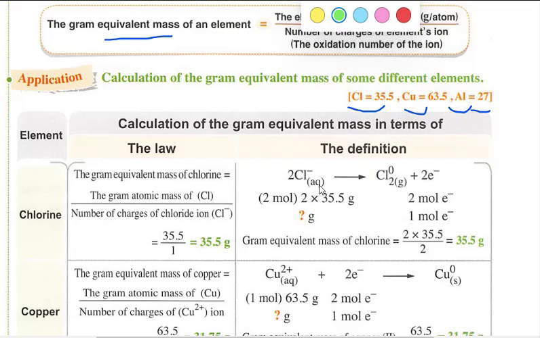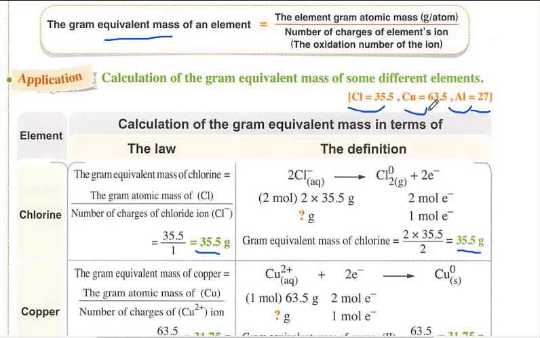So here, 2 chloride ions are oxidized at the anode and release 2 electrons. So 2 moles of chloride ions release 2 moles of electrons. So how much mass deals with 1 mole of electrons? Cross multiplication gives the same number, 35.5. And by the definition, not by the law, we can calculate all these elements.